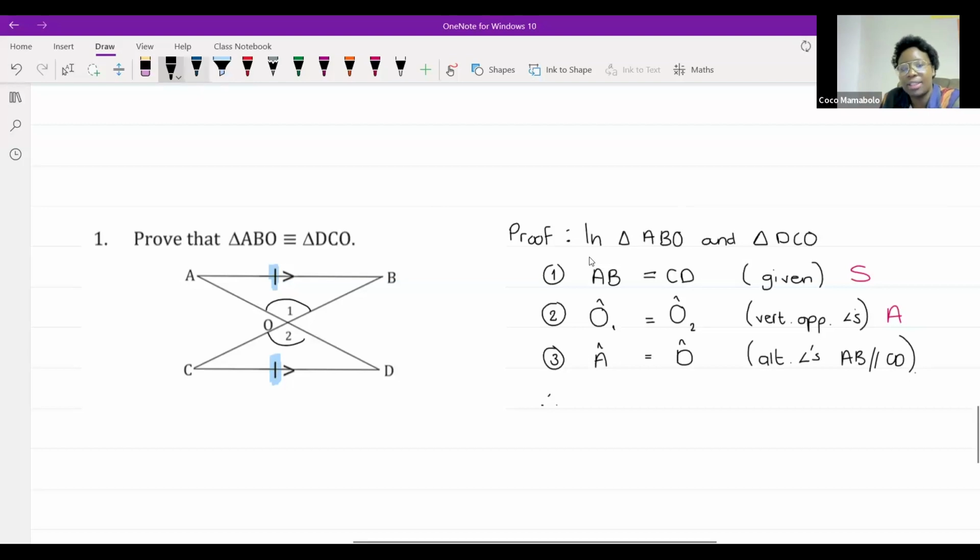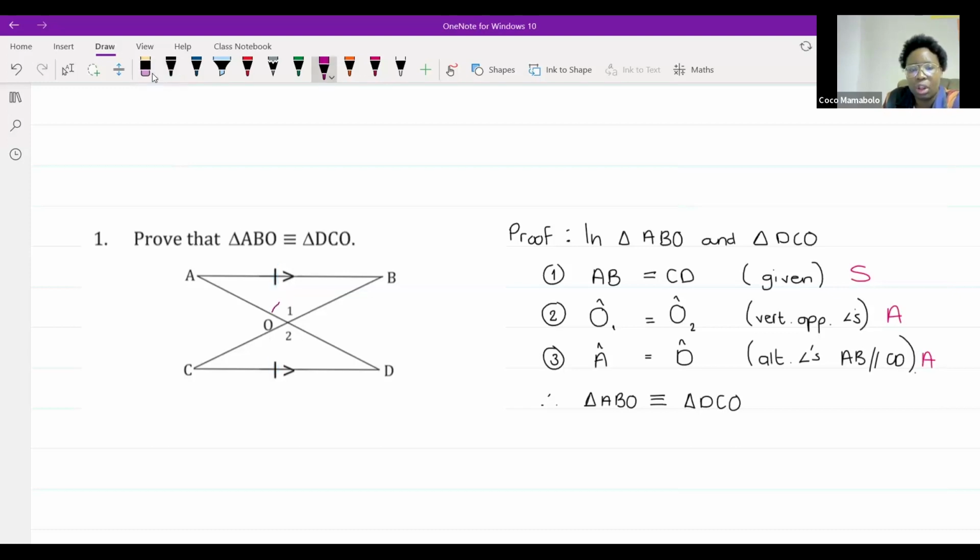Okay, and there's our three reasons. From there, we can then say, therefore, triangle ABO is congruent to triangle DCO. Now, side angle is not a reason, but let's go and map it out.